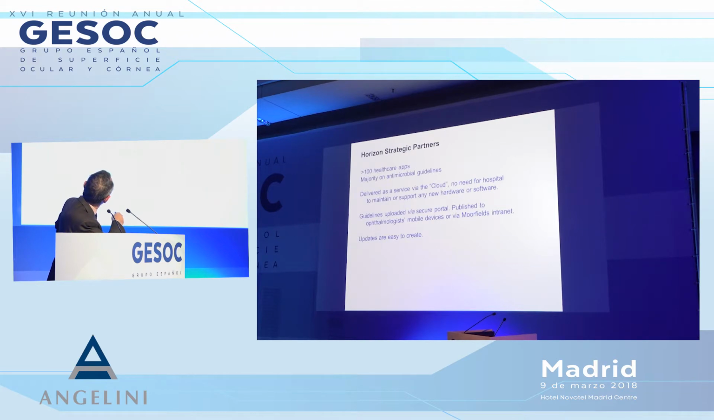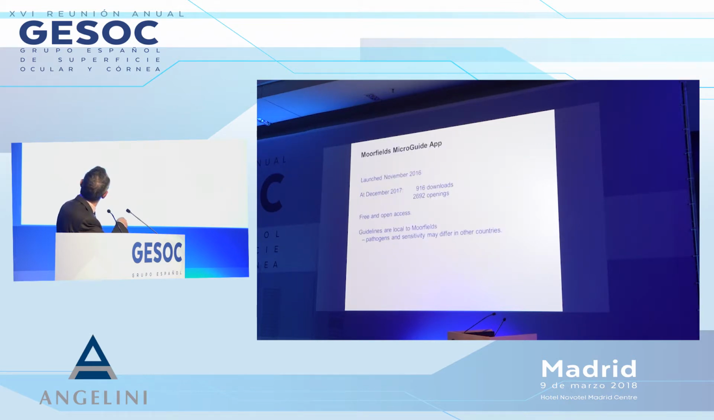So the guidelines, or the updates, are uploaded via a secure portal, and that is published onto the ophthalmologist's mobile phone, like my own, or on the hospital's intranet. And the updates, we've already done version 2. We're preparing version 3. Like everything, you do one update, and immediately there are new ideas or new problems that you see. So the Moorfields MicroGuide app was launched 1 year and 3 months ago.